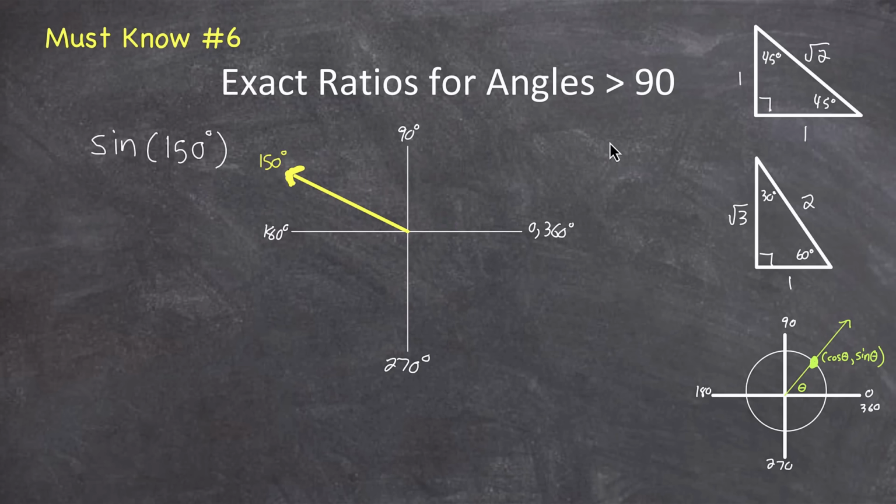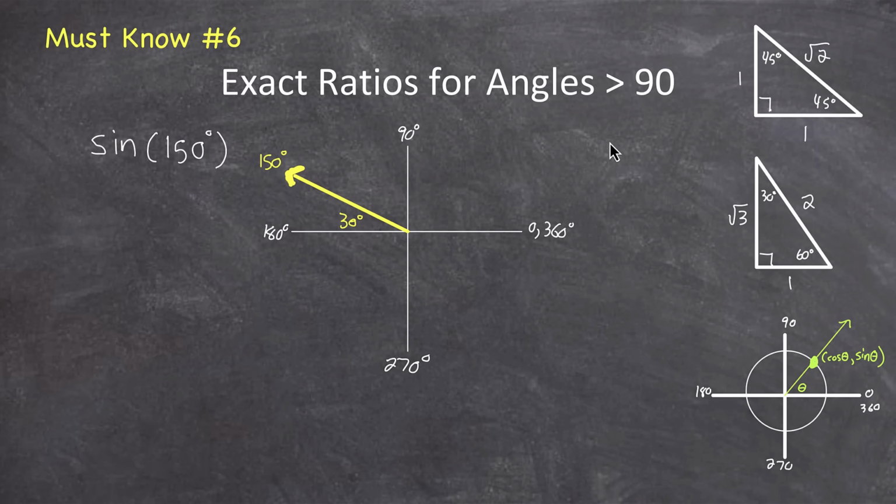Now each principal angle has a reference angle. The reference angle is the angle between the terminal arm and the closest x-axis. The angle between 150 and 180 would be 30 degrees. So I could say that the reference angle is 30 degrees. This reference angle and the CAST rule are going to help me find the sine ratio for 150.